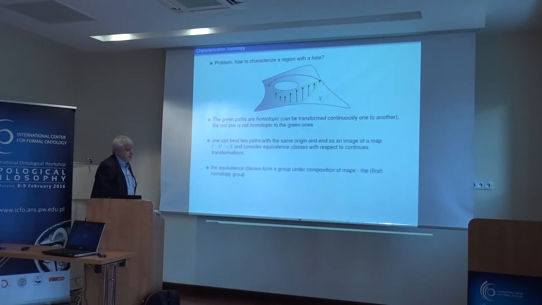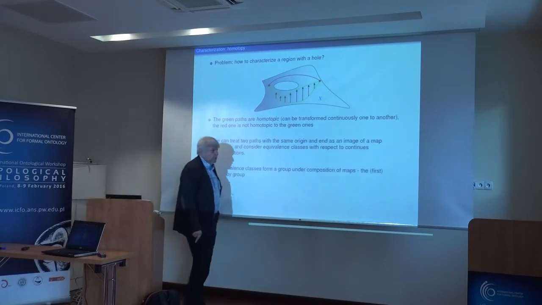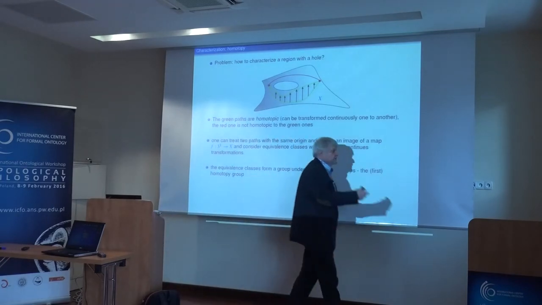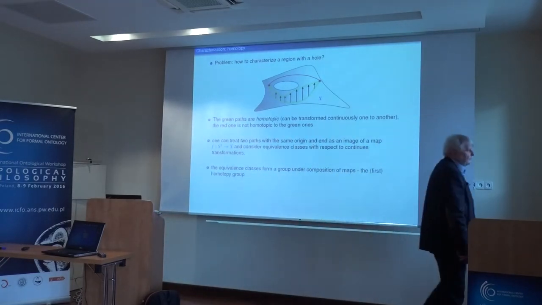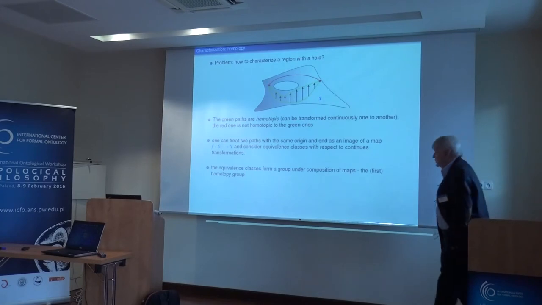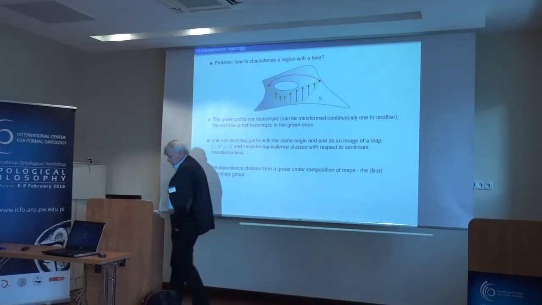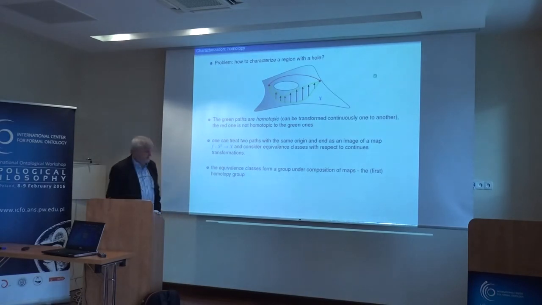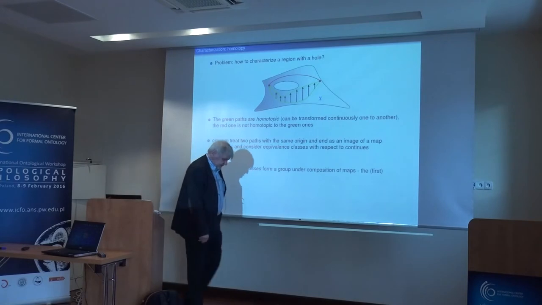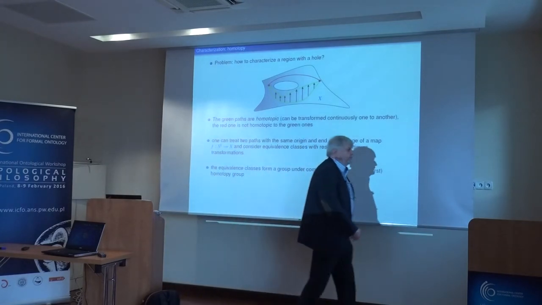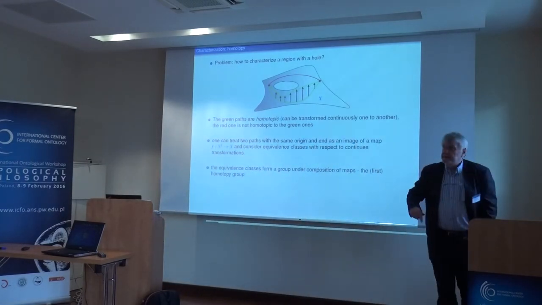These classes form a group in a natural way under the composition of transformations of the maps, and this is called the homotopy group. And if it is trivial, it means there is no hole. If it's not trivial, there are holes. Obviously, you can imagine more complicated situations.